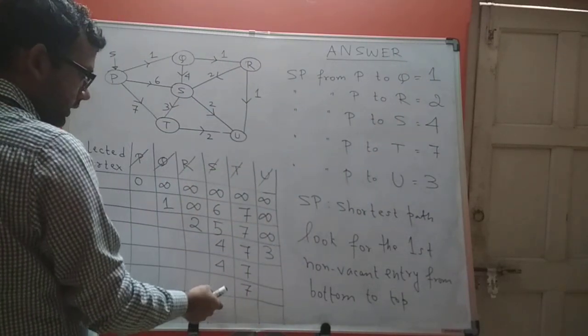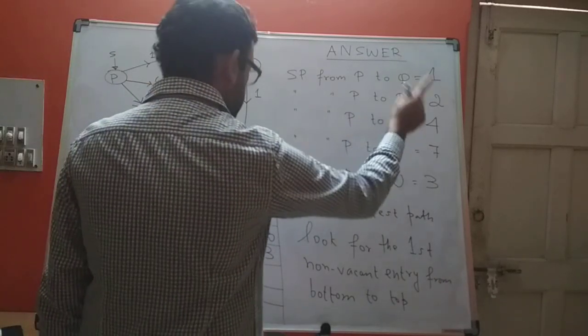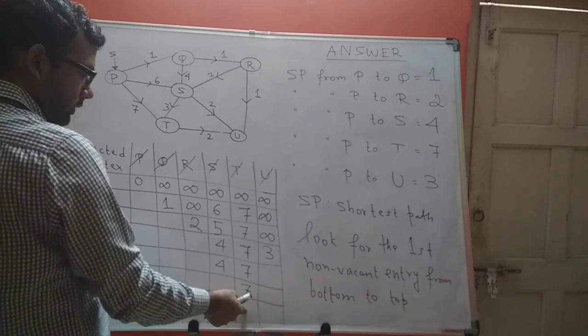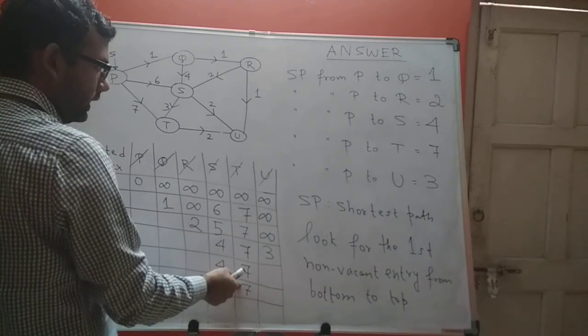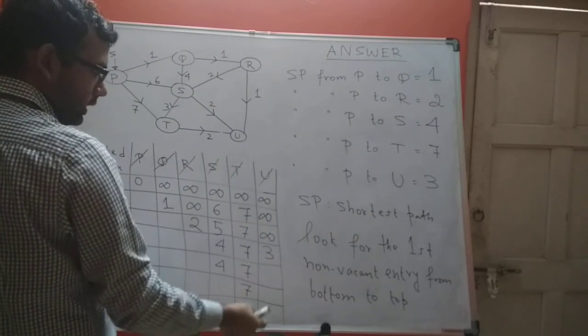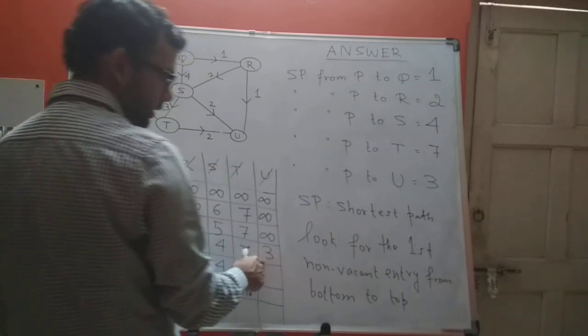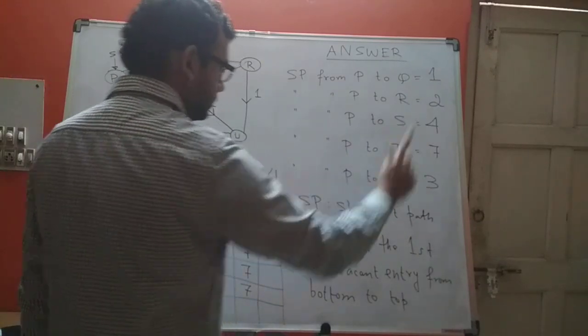What about S? Vacant, vacant, first non-vacant entry. So it's 4. This is 4. Vacant, non-vacant, first non-vacant entry. So shortest path to T is 7. What about U? Vacant, vacant, vacant, first non-vacant entry, 3. So that is the shortest path to U.